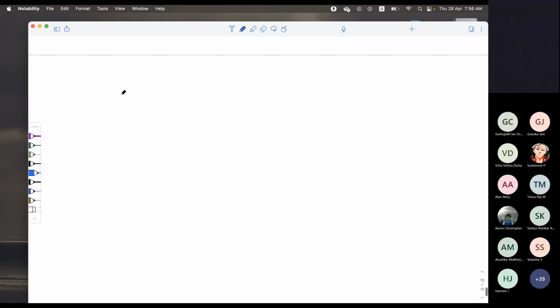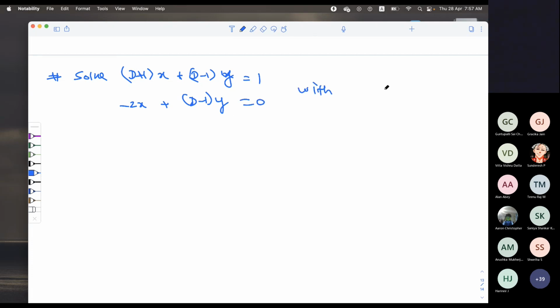Am I right? Yes, sir. So one more problem on this topic. Solve (D plus 1) x plus (D minus 1) y equals 1, then minus 2x plus (D minus 1) y equals 0, with x at 0 is 0, y at 0 is 1.